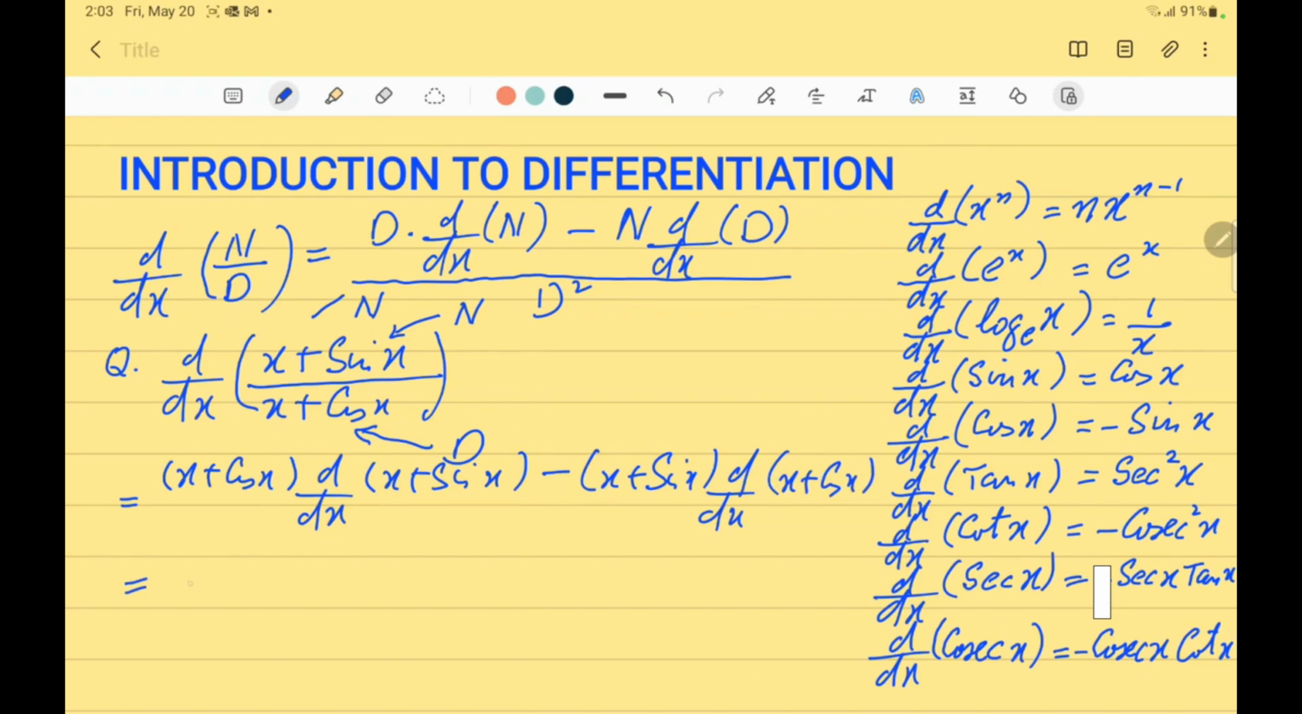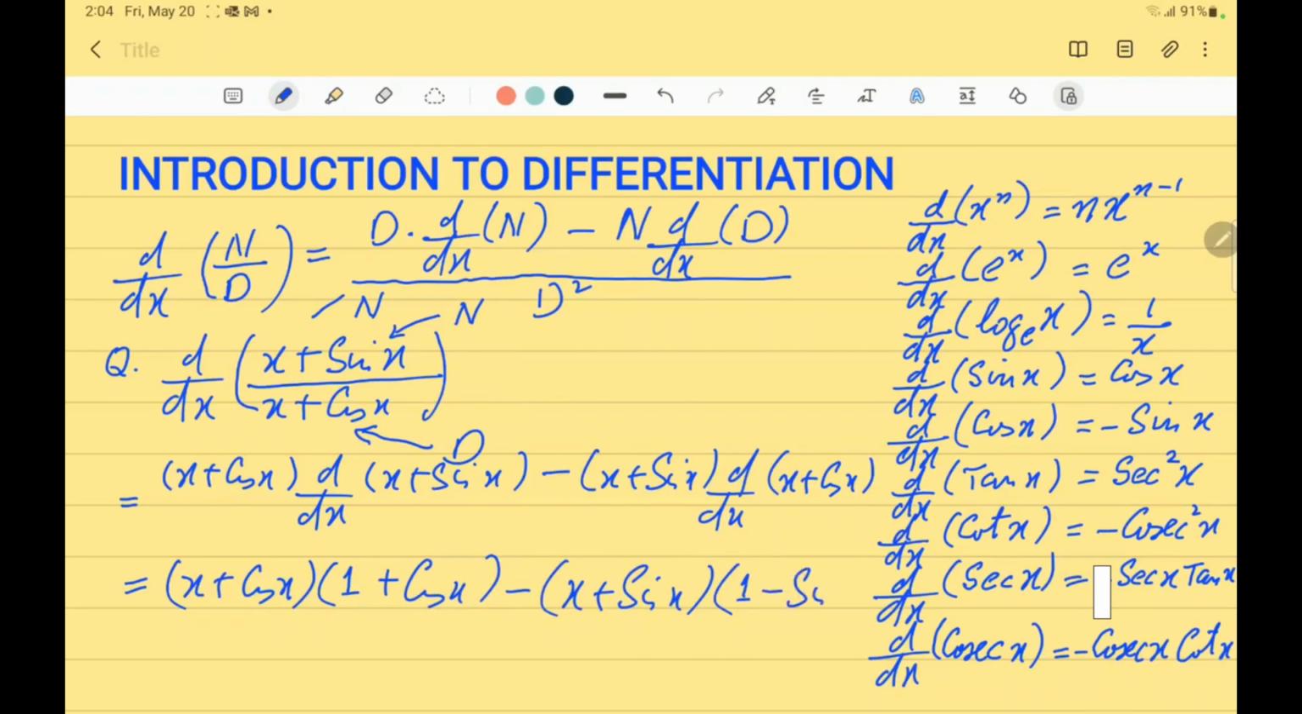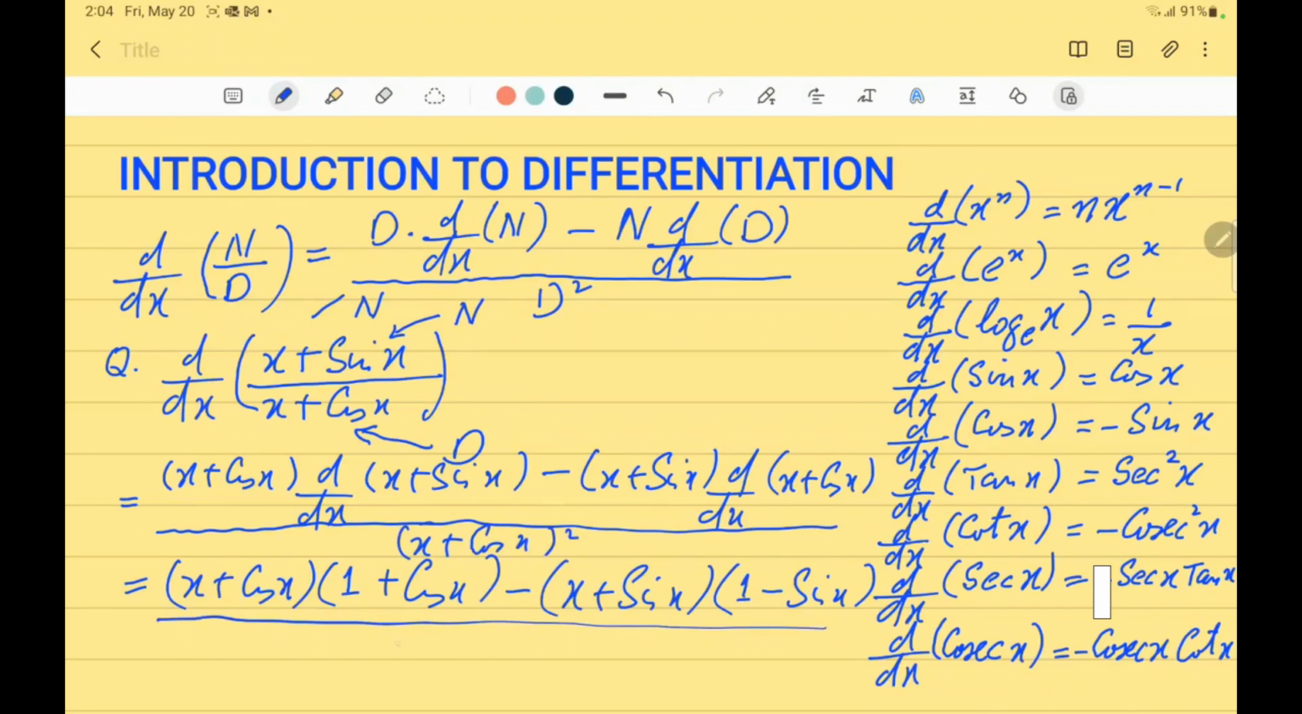Let us solve it. So x plus cos x into, first we have to differentiate x, the answer will be 1. Then we have to differentiate sin x, the answer will be cos x, minus x plus sin x. Then we differentiate x, answer will be 1, and the differential of cos x is minus sin x. Sorry, I forgot to write here, over d square. D square is, d in this case is x plus cos x whole square, and that will also be here, x plus cos x whole square.